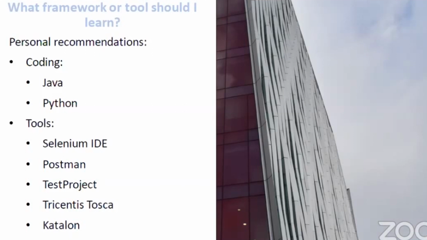And if you're looking for tools that can help you with several things, all-arounders, let's say, you can take a look at the following tools, which are TestProject, Tricentis Tosca, and Katalon Studio. Some of them are free. At least one I think is paid, but they all have support for various technologies that you can use.